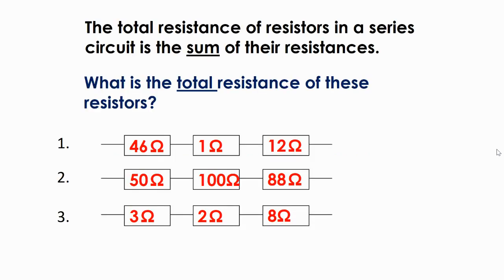3 very quick examples for you to try. Pause the video now and do these examples. Fairly easy. We just add them up and we get 59 ohms for number 1, 238 for number 2, and 13 ohms for number 3.